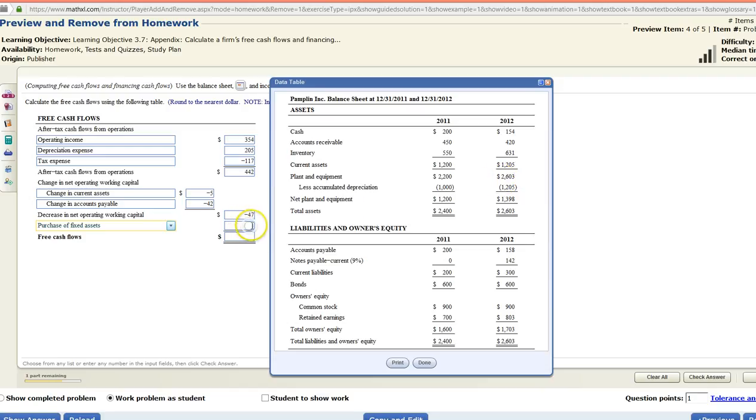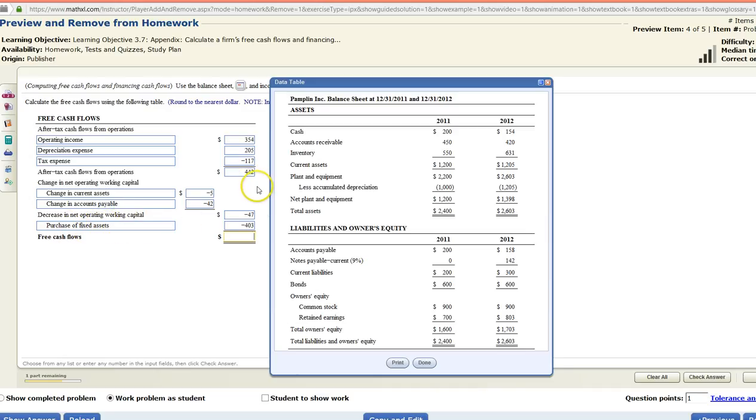And we need to put a negative sign in front of it, because if we increase the gross fixed assets, that means we have purchased more fixed assets. Hence, we are paying money. That's a negative cash flow, or cash outflow. So free cash flow is simply the after-tax cash flows from operations plus the decrease in net operating working capital and plus the purchase of fixed assets here.